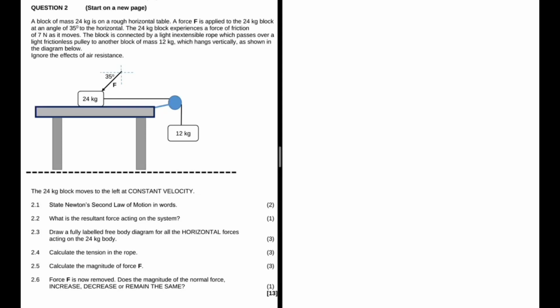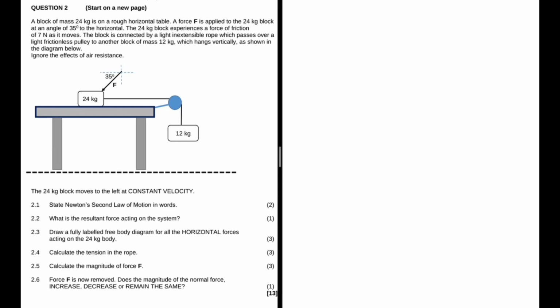A block of mass 24 kg is on a rough horizontal table. As soon as I read rough horizontal table, I know that there's some frictional force acting on the block. Then it goes on to say a force F is applied to the 24 kg block at an angle of 35 degrees to the horizontal. The 24 kg block experiences a force of friction of 7 Newton as it moves. We are even given the frictional force.